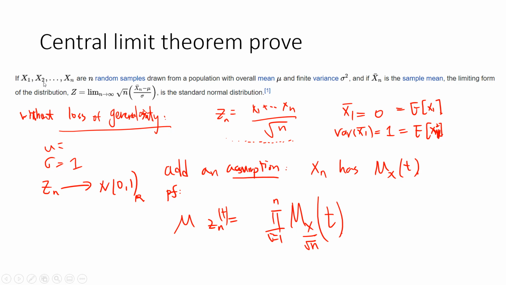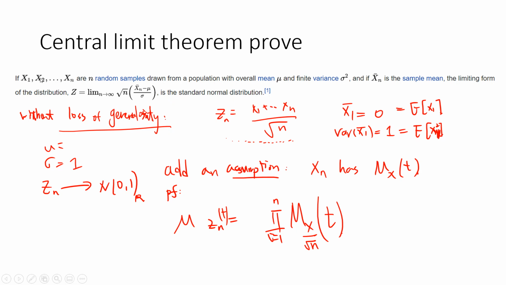If X1, X2, up to Xn are random variables drawn from a population with mean mu and finite variance, or basically you can think that X1, X2, and Xn are IID, identical and independent distributions, and they have the mean mu and the variance sigma squared. Then let's say you take their mean: you sum them, divide by n, subtract mu, divide by sigma, and multiply by the square root of n. Then when n goes to infinity, Z becomes the standard normal distribution.